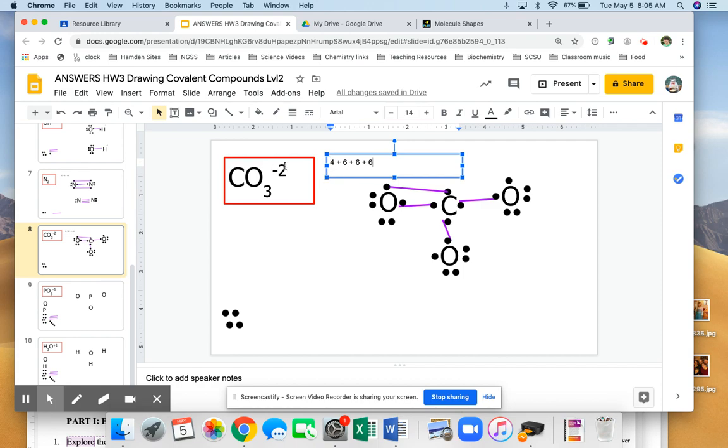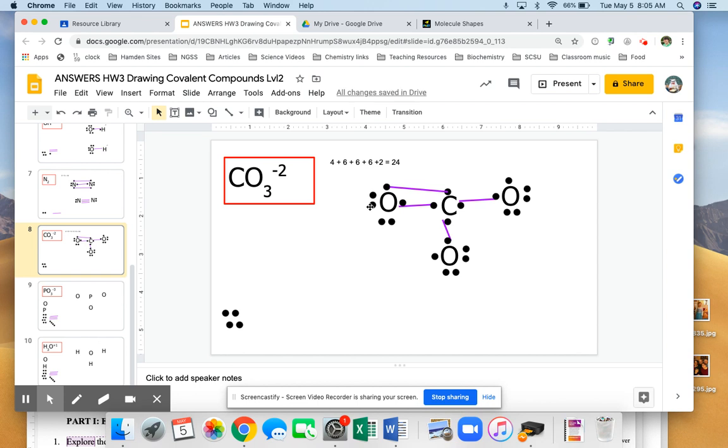That -2 tells us that there are 2 extra electrons. So how many is this total? 4 plus 6 is 10, 16. 16 plus 6 is 22, 23, 24 electrons total. So let's count. We have 2, 4, 6, 8, 10, 12, 14, 16, 18, 20, 21, 22. We just have 22 electrons. So this is where these extra 2 come from.